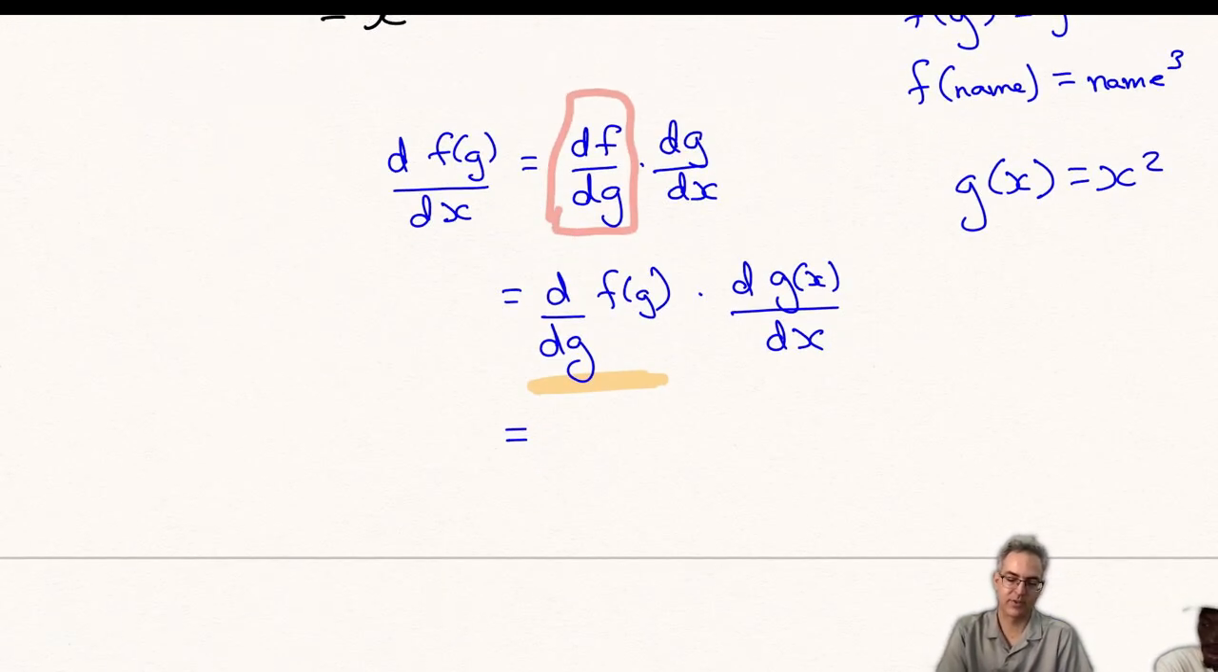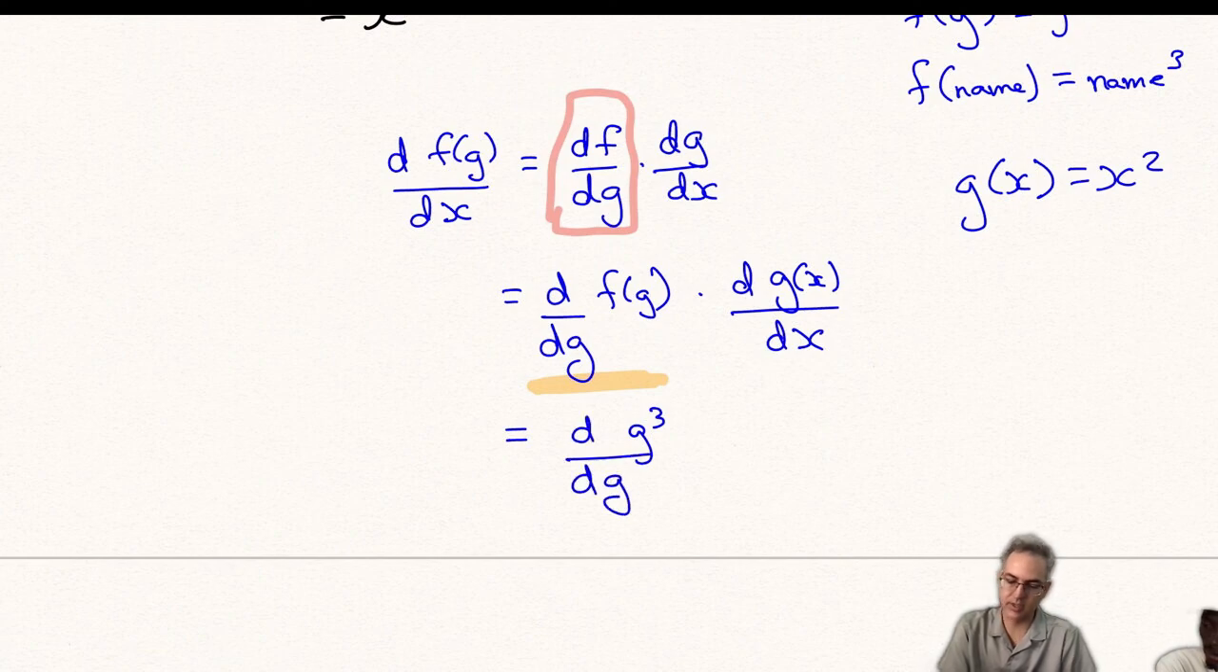So what is the derivative of x cubed in this sense? Or in this case, let's write more. This is now g cubed, d by dg. That's what f of g means. And our g is x squared. I don't replace g. Now we just say g cubed, the derivative with respect to g. I don't want an x. I'm not differentiating with respect to x, I'm differentiating with respect to g. So it would be 3g squared.